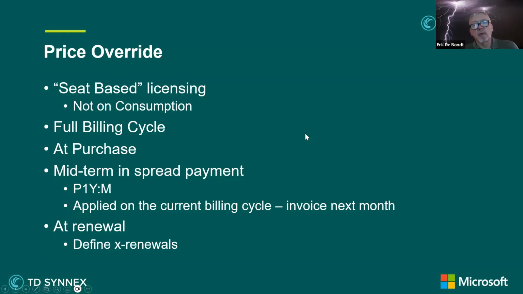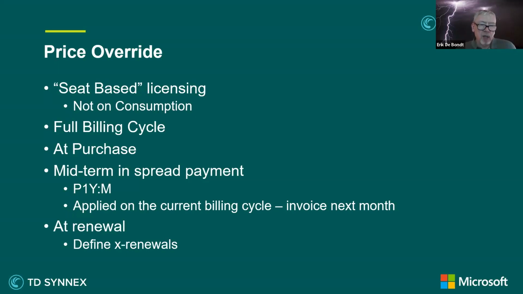So in short, price override is only for seat-based licensing, so not for Azure consumption or AWS consumption or Google consumption. It's only for fixed pricing, like Microsoft NCE, but also AvePoint, Acronis. If you have all those licenses where there is seat-based licensing, you can have a price override. It always applies to the full billing cycle. So if I do it today, it will apply to the billing cycle which is now running, from 1st of February till the 28th of February, being invoiced in March. So that is how you need to view those price billing cycles.